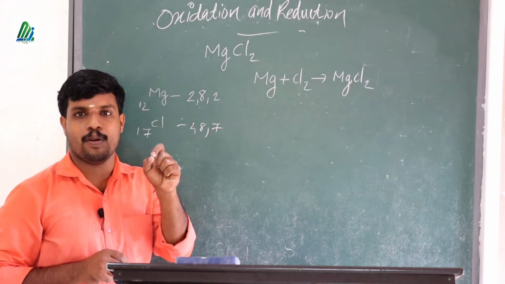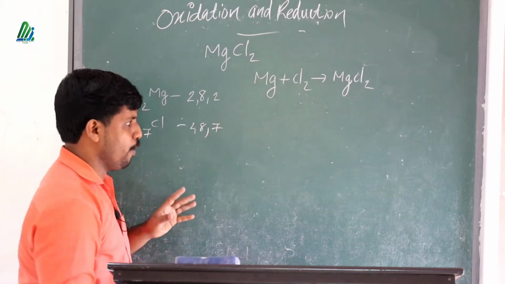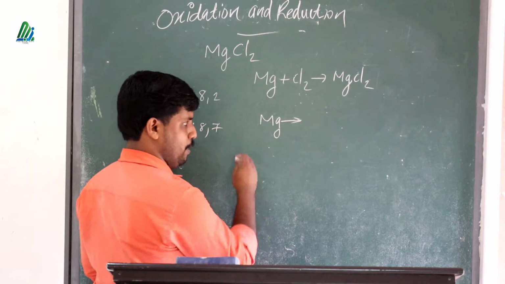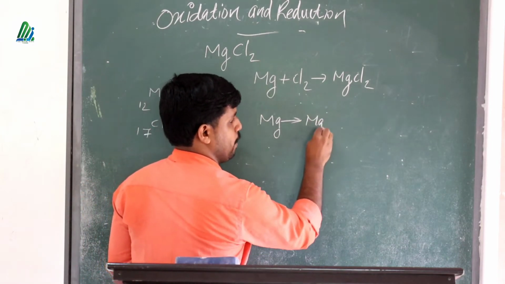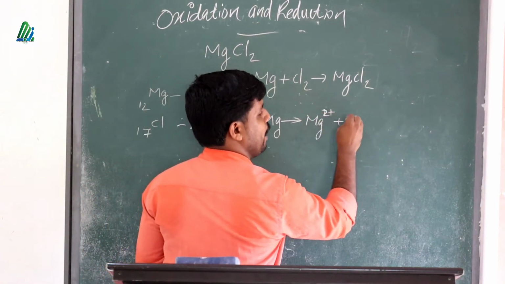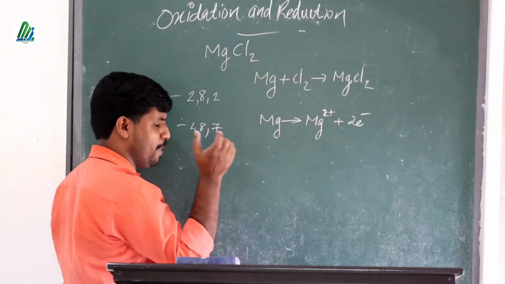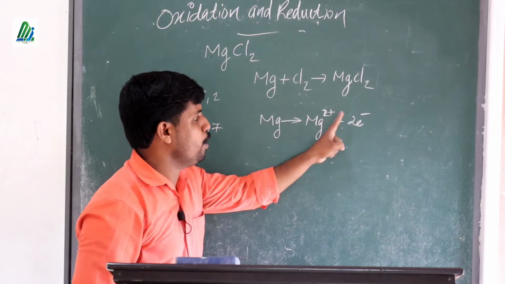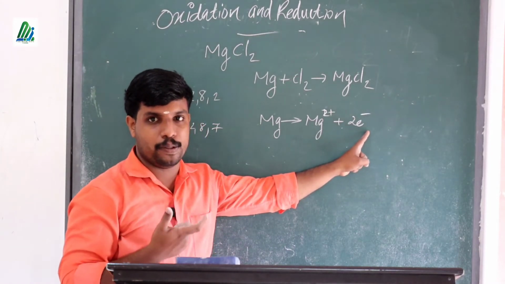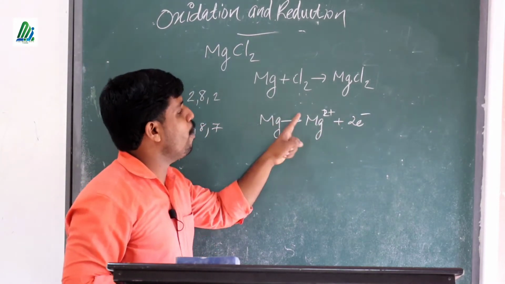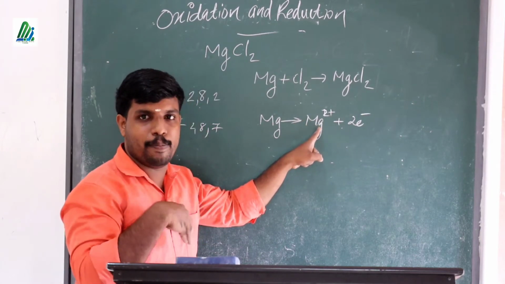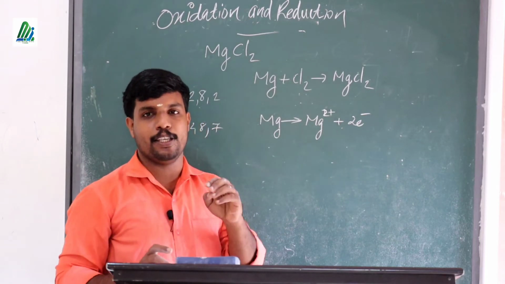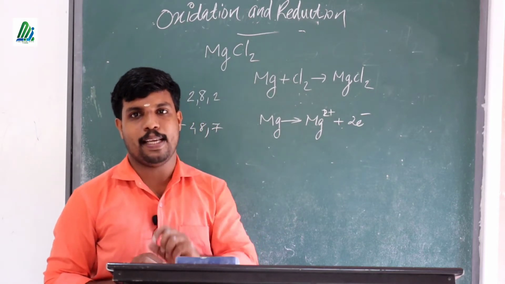If an atom donates electrons, you write the number of electrons donated at the end. How can you write it? Mg forms Mg2+ by the donation of 2 electrons. It is very important, so please take care about the equation we are writing. Mg gives Mg2+ plus 2 electrons. Magnesium became the Mg2+ ion by the donation of 2 electrons.